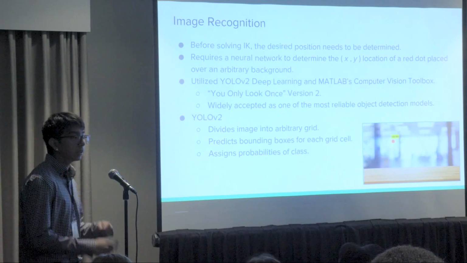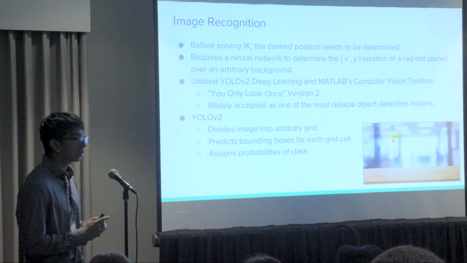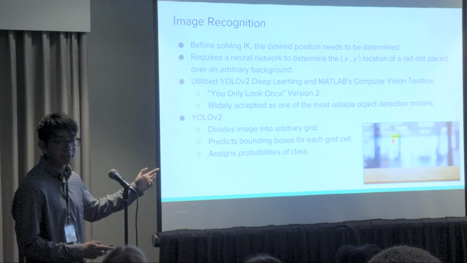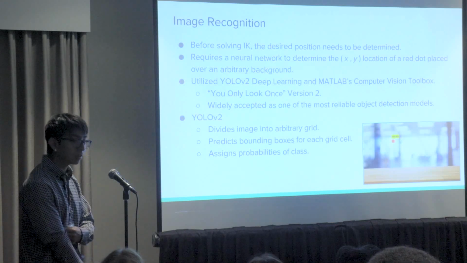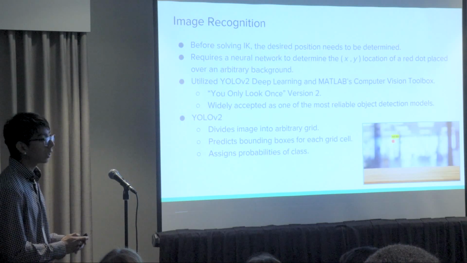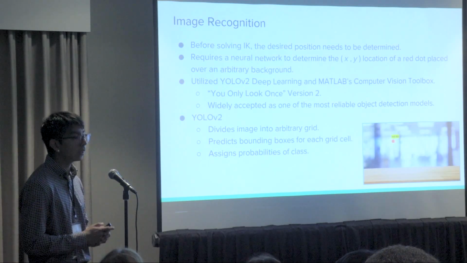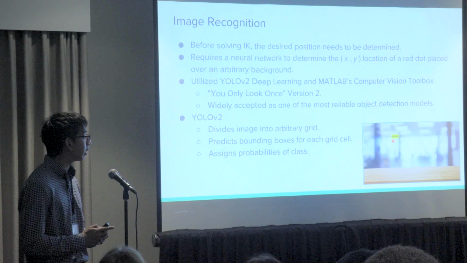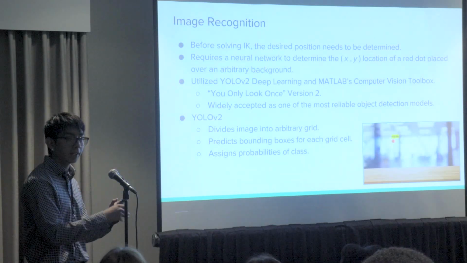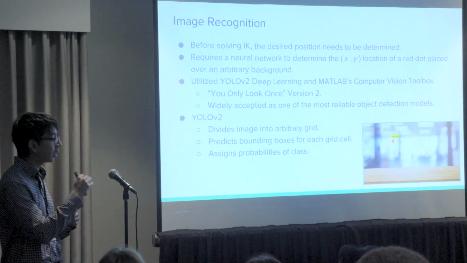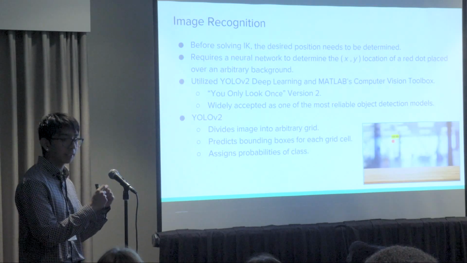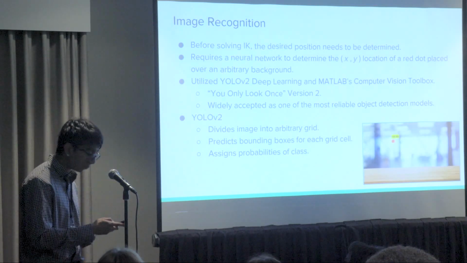Before actually doing the inverse kinematics, we needed a way to find the desired position value. That was a simple vision neural network using a convolutional neural network called YOLO V2, which stands for You Only Look Once. It's one of the more popular image recognition neural networks right now. It divides the image into a grid, and the neural network looks over each square and decides which square of the grid has the highest probability of containing the object you want to find.